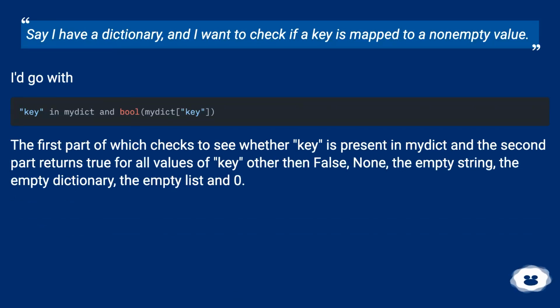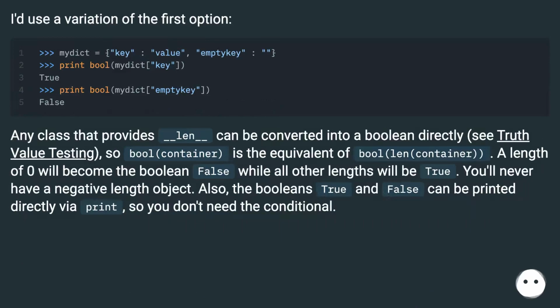The first part of which checks to see whether key is present in my_dict, and the second part returns true for all values of key other than False, None, the empty string, the empty dictionary, the empty list and 0. I'd use a variation of the first option.